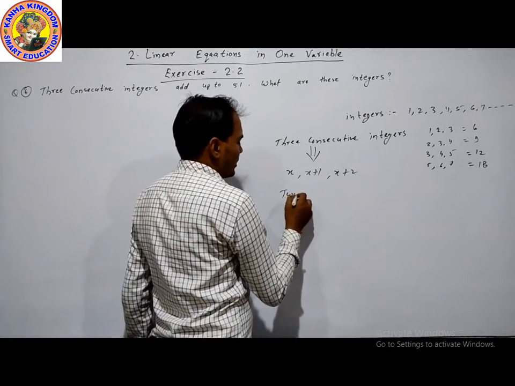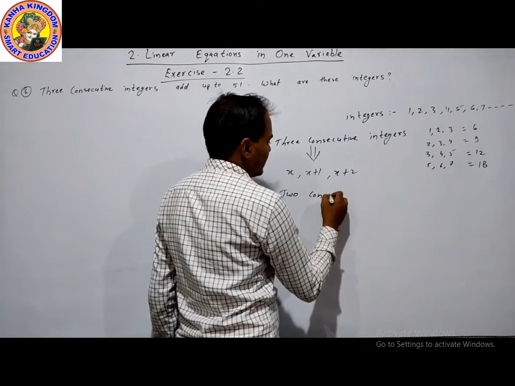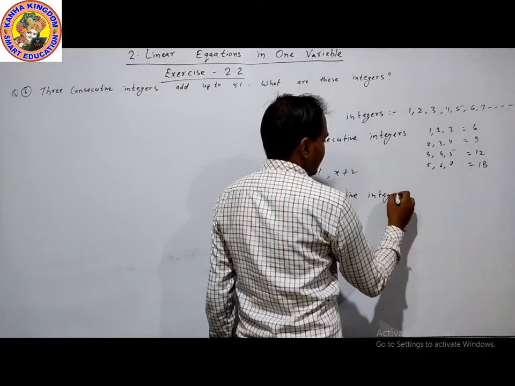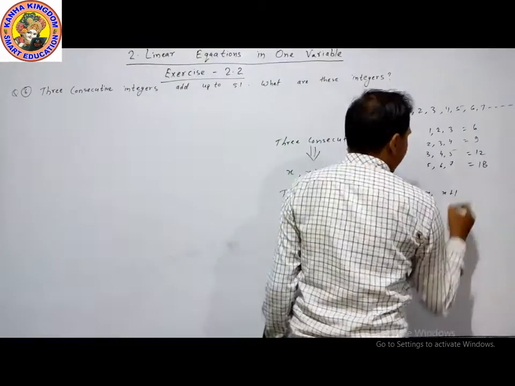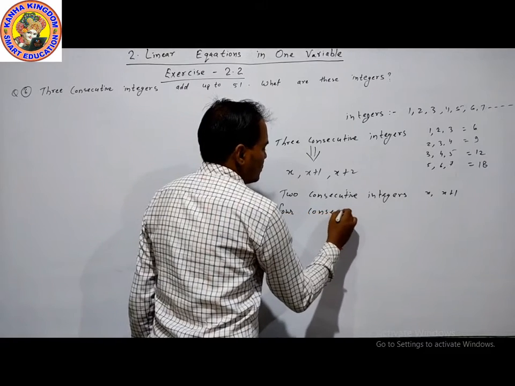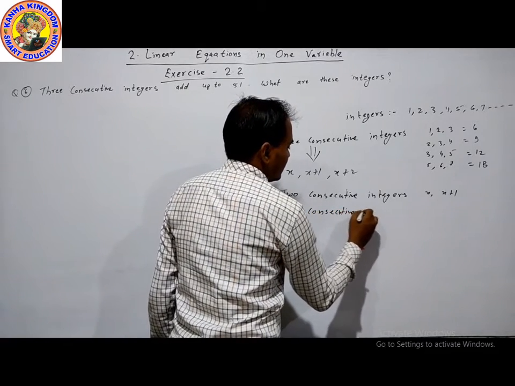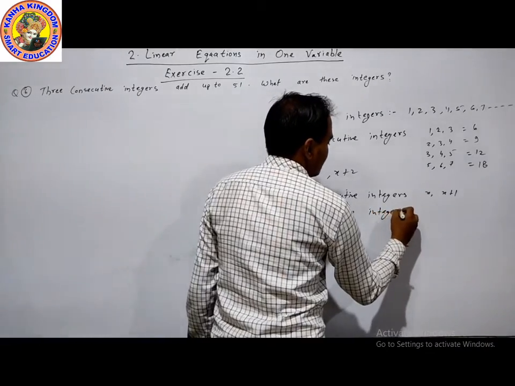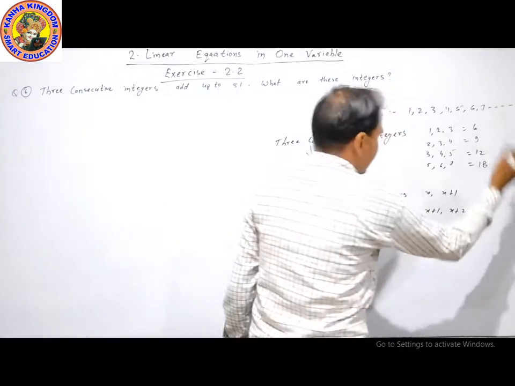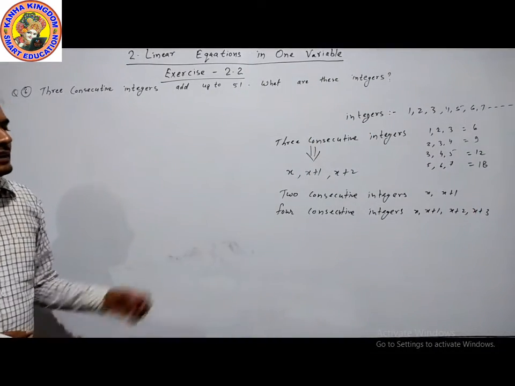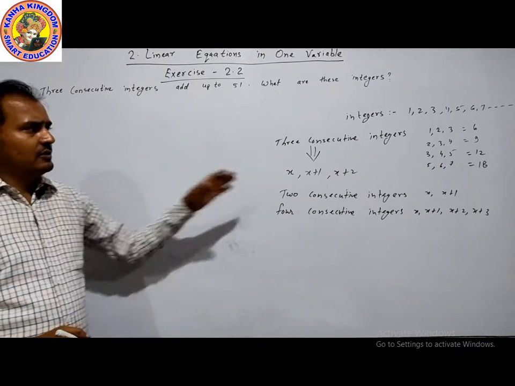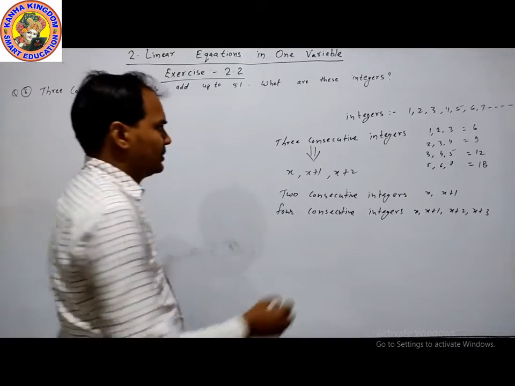If the question says 2 consecutive integers, they will be x and x plus 1. Four consecutive integers will be x, x plus 1, x plus 2, x plus 3. So you can write any consecutive integers this way. Students, let's move to our question.